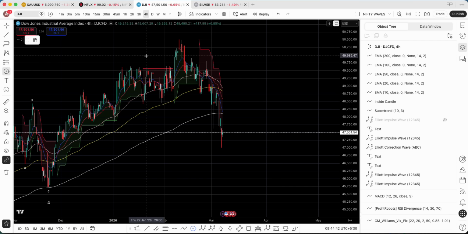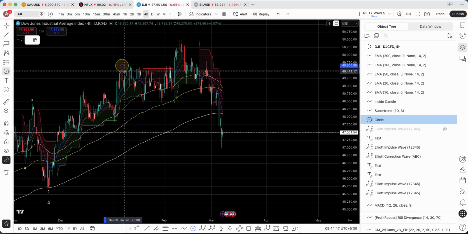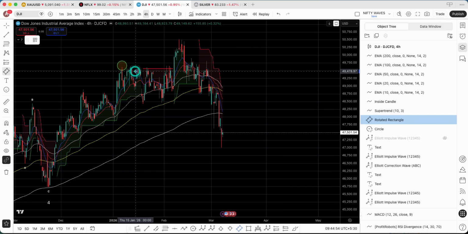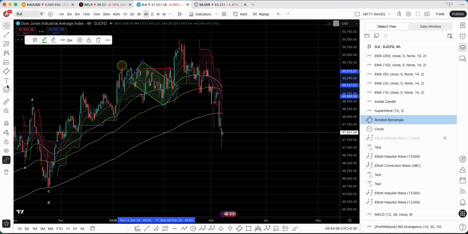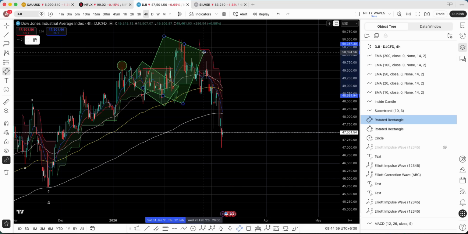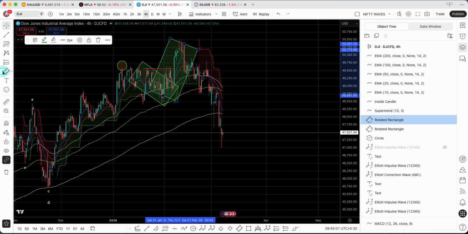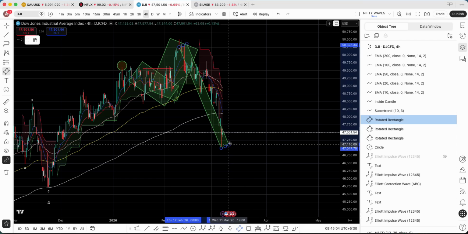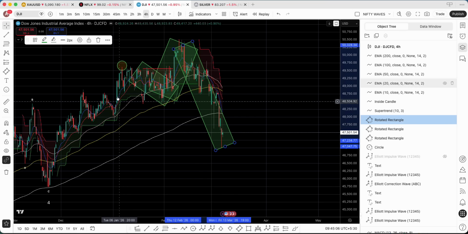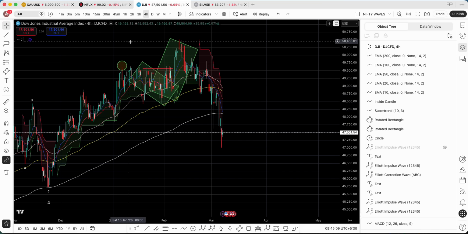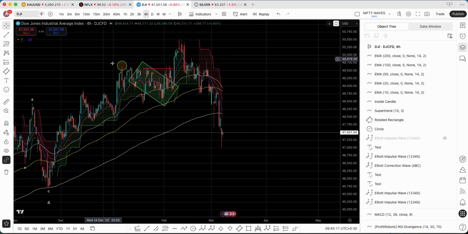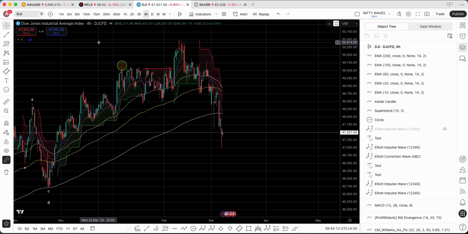say we have an impulse that has ended over here, and this whole thing has all been part of a corrective move, which is still ongoing. So what kind of move are we actually looking at? Let's just break it down one at a time.